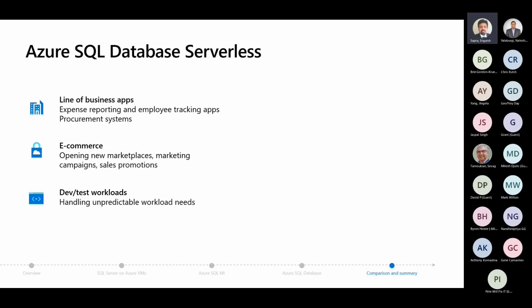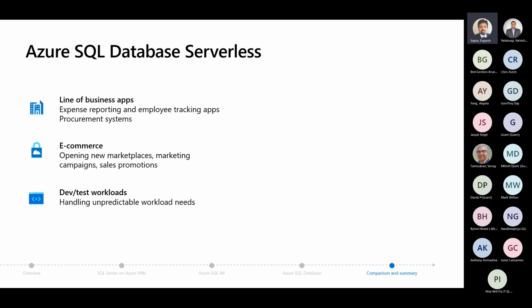Now, the next is again a little bit more on Azure SQL Database serverless. So serverless, like we said, there are certain line of business applications, dev test databases, content management or e-commerce systems. They all are good candidates for using serverless features.